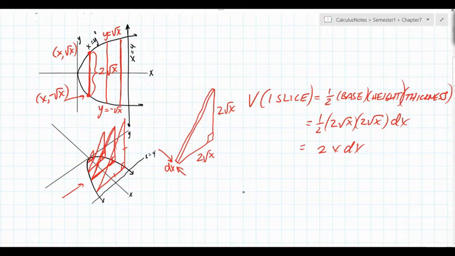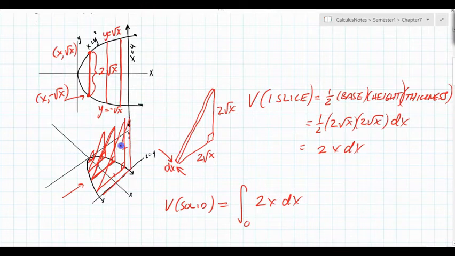Now remember, the integral is just like a summation. It adds up a bunch of things. So we're going to add up all the possible slices that we could get. And so the volume of our solid is equal to the integral of 2x dx. So that's going to add up all of those volumes, 2x dx, ranging from x equals 0 until the last triangle that we draw, which is at x equals 4.